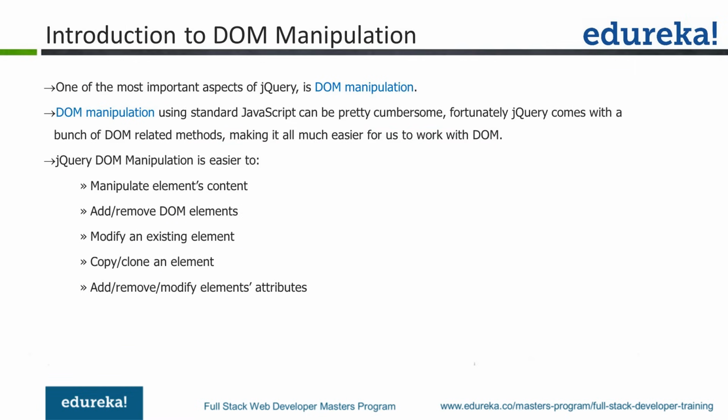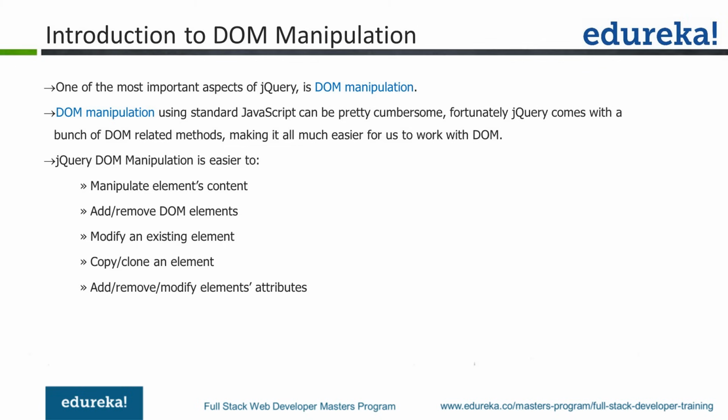So one of the most important aspects of jQuery is DOM manipulation. Doing DOM manipulation can be cumbersome based on different browsers. Each browser will react in a different way to your instructions if you're writing plain JavaScript. However, jQuery comes to the rescue with a bunch of methods which are around DOM and which handle that difference from browser to browser for us.